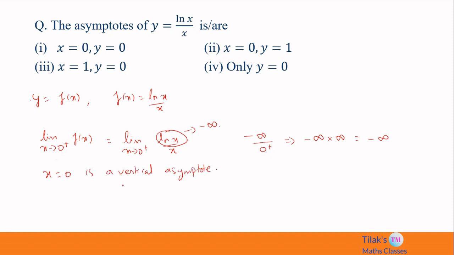Now, let us check if the curve has any horizontal asymptote. For the existence of a horizontal asymptote, we need the limit as x tends to plus or minus infinity to be a finite real number. But since the function here is defined only for positive values of x because of the ln function, we will consider only the limit as x tends to plus infinity. So, the limit as x tends to plus infinity of f(x) is equal to the limit as x tends to infinity of ln x by x. Here when x is tending to infinity, ln x is also tending to infinity, and so is x. So, this is a limit of the form infinity by infinity.